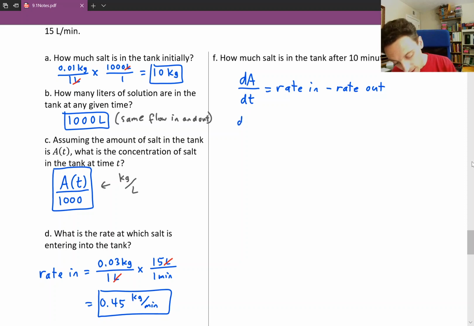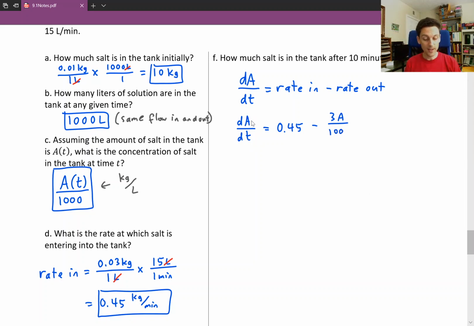Well, the rate in and rate out we figured out in parts D and E. The rate in was 0.45 kilograms per minute. The rate out was 3 over 100. You can see it's a differential equation. The function that we're trying to solve for here is A of t, where I'm just writing A of t as just A. But you can see we have that function and we have its derivative over here on the left, so that's a differential equation.